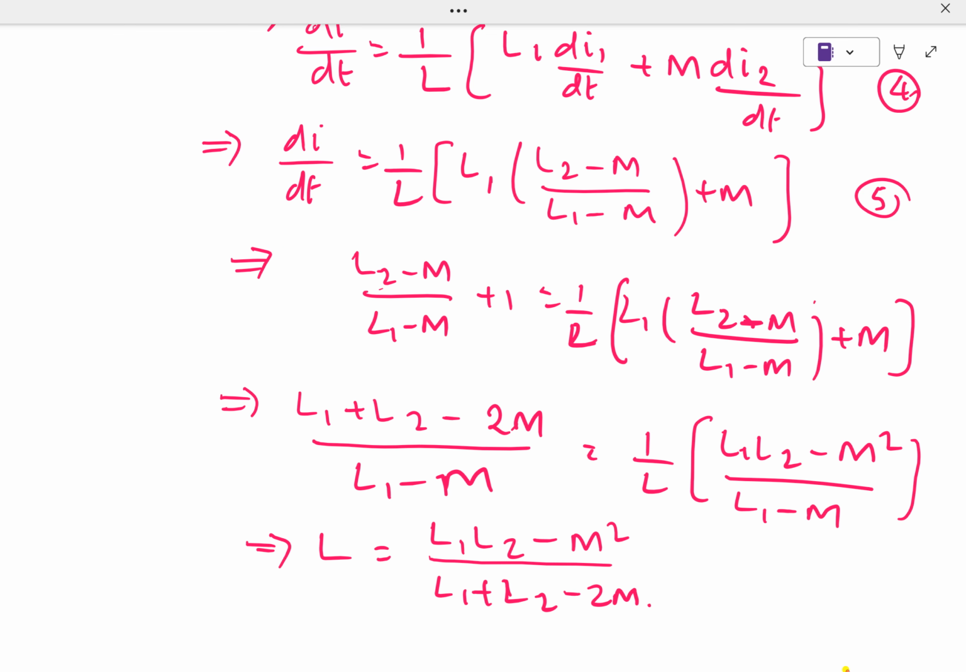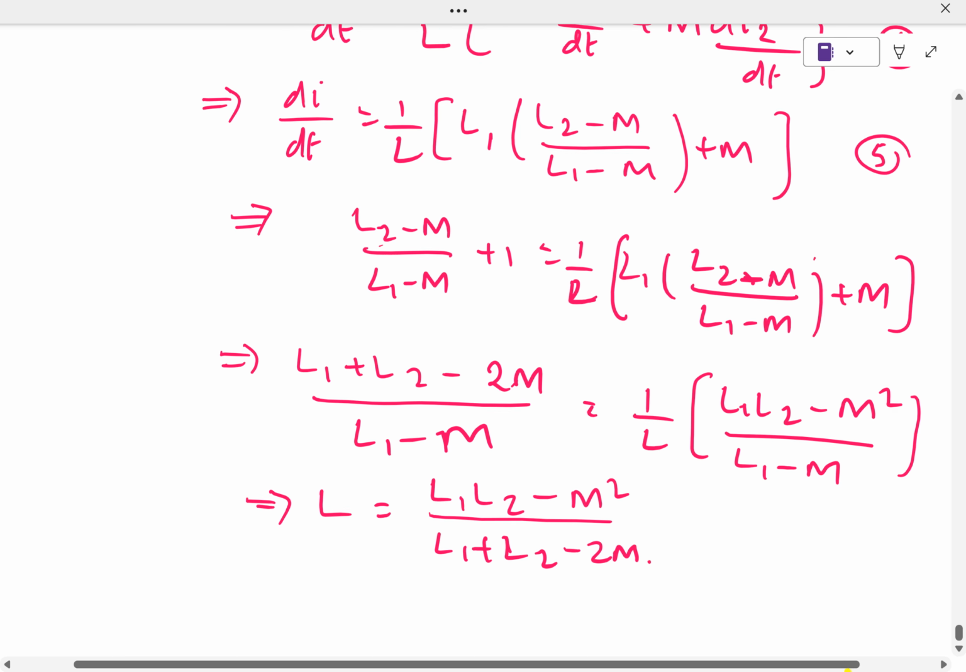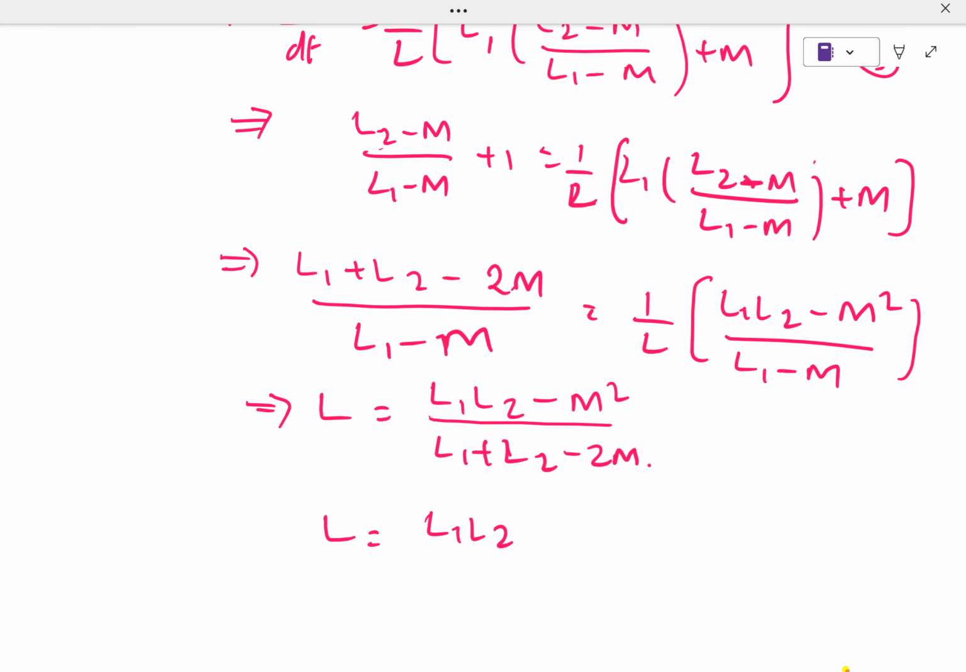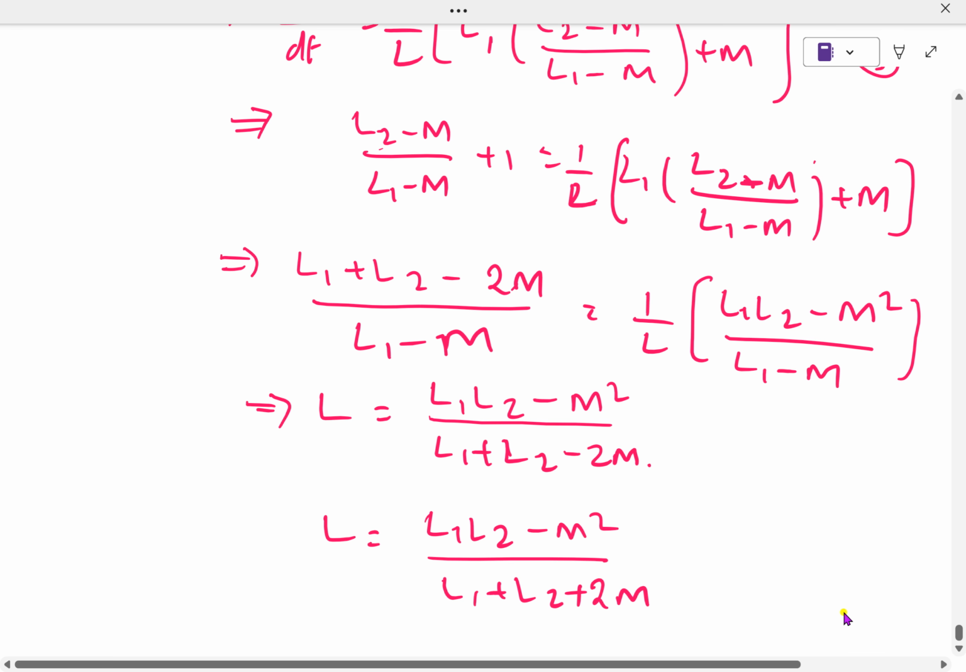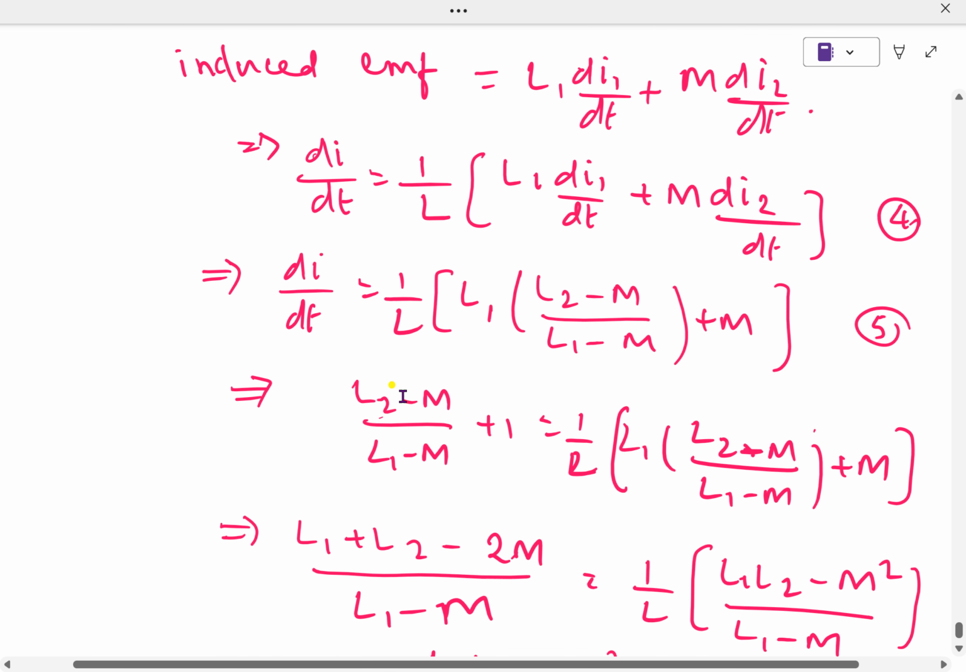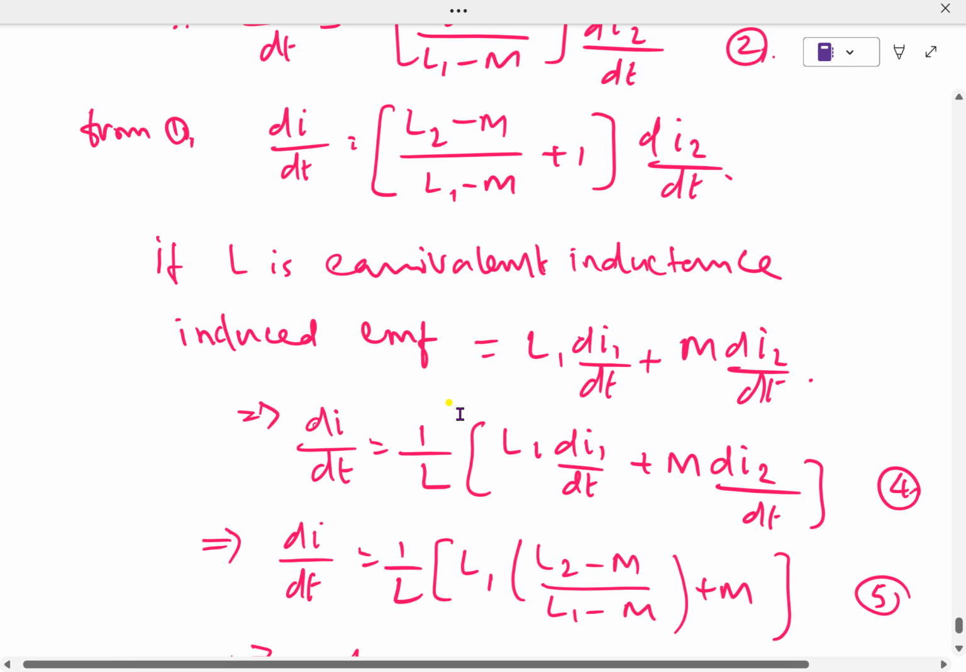This is for when the fields are aiding. For the other, opposing nature, we can say L is (L1 L2 minus M square) over (L1 plus L2 plus 2M). This is in the opposite direction, and the earlier one is in the same direction. So we have these two results, but this derivation is a little complicated. If you go through it, we can understand.